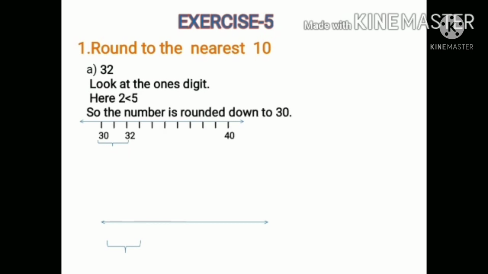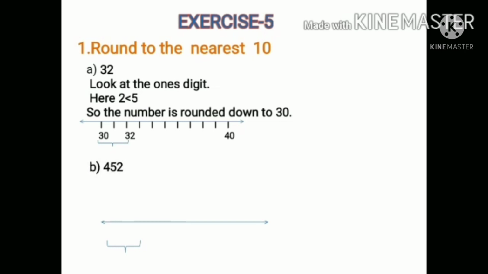Here we can see that the number 32 lies between 30 and 40 and it is nearer to 30. So the number is rounded down to 30. Okay, did you understand? Okay, now let us go for the next problem.